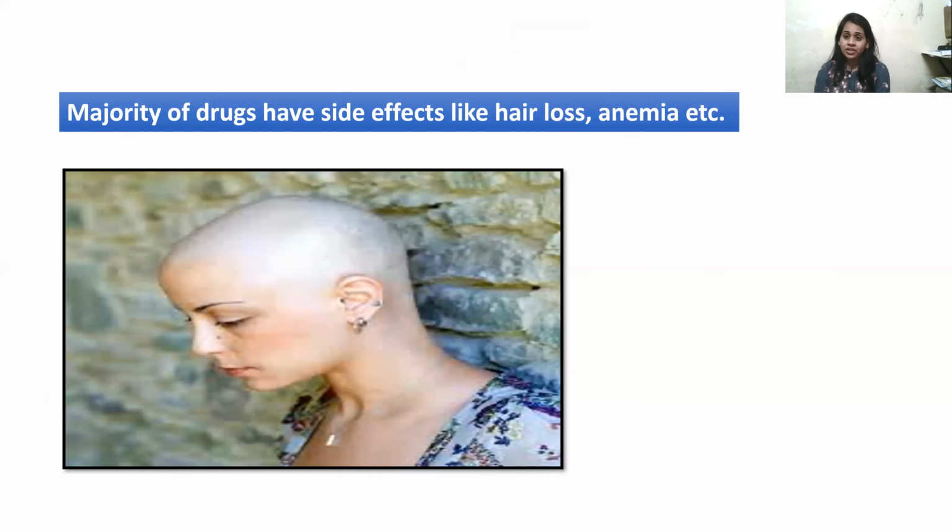But with the treatment, there are lots and lots of side effects which a person faces, like hair loss and anemia. You must have seen in the movies, you must have seen in real life, in fact, that a person who suffers from cancer has to take a very high dose of medicines. So they face a lot of side effects. One of the very common side effects is hair loss. The hair loss is so much that sometimes they even lose their eyebrows. There is hair loss, anemia, and a lot of weakness could be there.